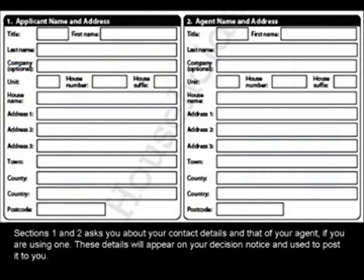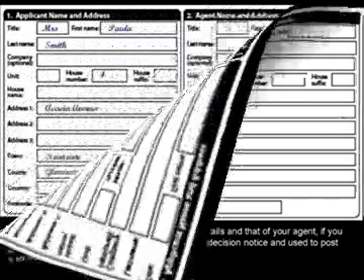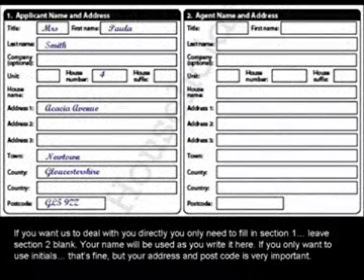These ask you about your contact details and that of your agent, if you're using one. These details will appear on your decision notice and be used to post any literature or documentation to you, so it's vitally important that we get this correct. If you want us to deal with you directly, you only need to fill in section 1. Leave section 2 blank. Your name will be used as you write it here. If you only want to use your initials, that's fine, but your address and postcode is very important.